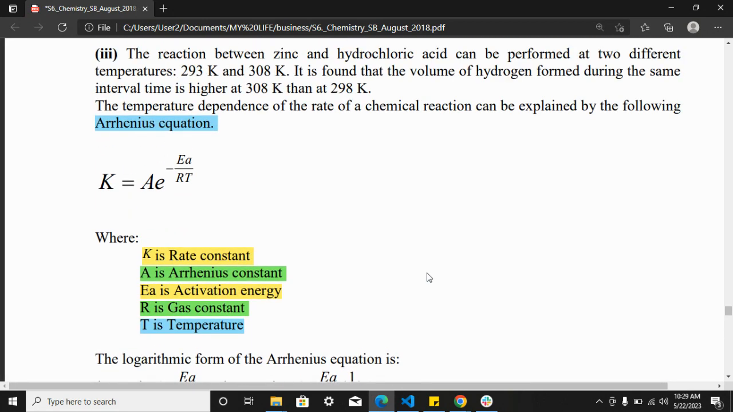So the equation you need is an exponential equation. k equals A, the Arrhenius constant, times e to the power of negative activation energy over RT, where T is temperature and R is the gas constant. Since this is an exponential equation, you can make it a logarithmic equation. Because we have e here, the best way is to take ln on both sides: ln k on one side, and ln of A times e to the power of negative Ea over RT on the other.